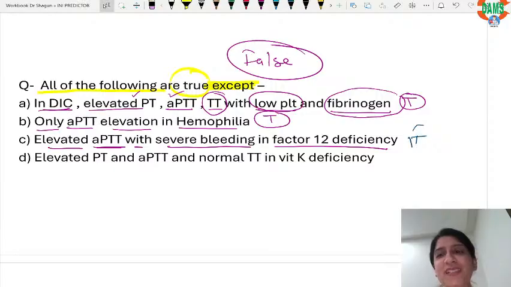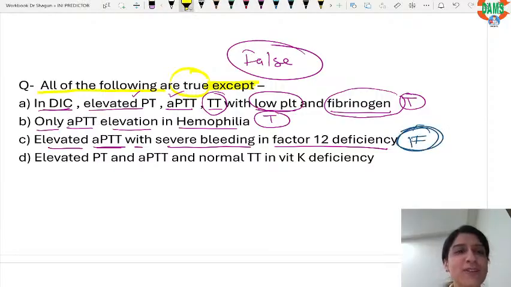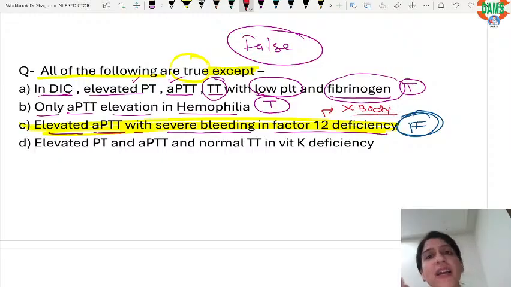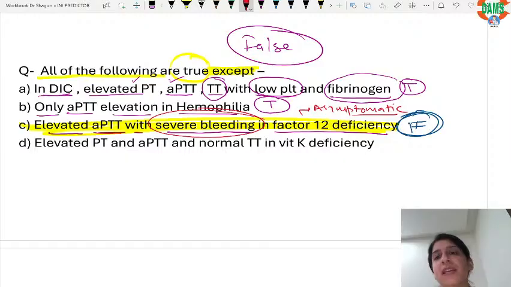Next, elevated APTT with severe bleeding and factor 12 deficiency. No. Absolutely false statement. This is my answer. Remember, I always say that factor 12 is present in vitro, but it is not present in vivo. In the body, you will have no factor 12 involvement in your coagulation pathway. So if anybody has factor 12 deficiency, they are always going to be asymptomatic. So severe bleeding will not happen, because in the body's coagulation pathway factor 12 is not necessary. That is an absolutely wrong statement. There will be an asymptomatic patient.